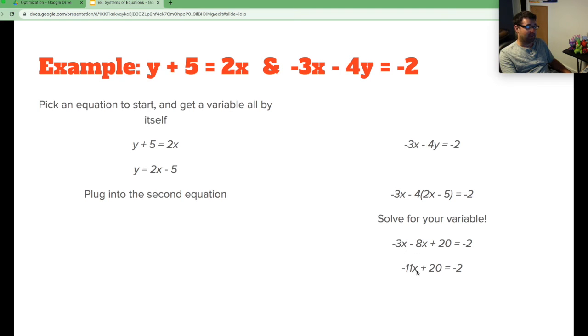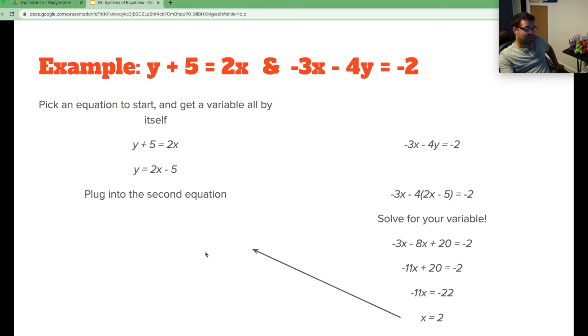Negative 11x plus 20 is equal to negative 2. Subtract the 20 from both sides, so we get negative 11x is equal to negative 22. Divide both sides by negative 11, and we get x is equal to 2. But we have 2 variables. We solved for x, but we're still missing y.